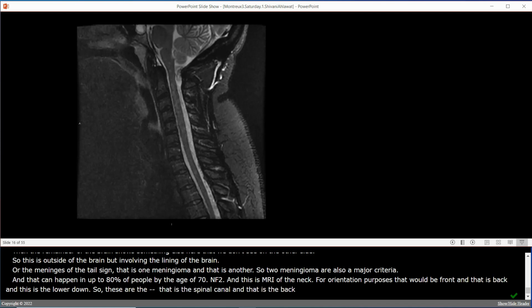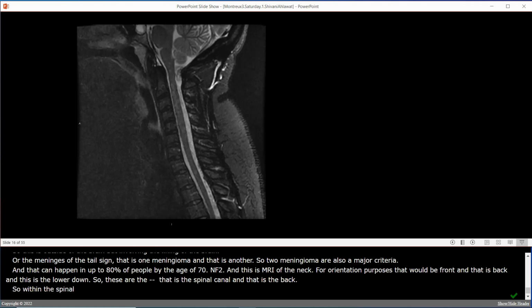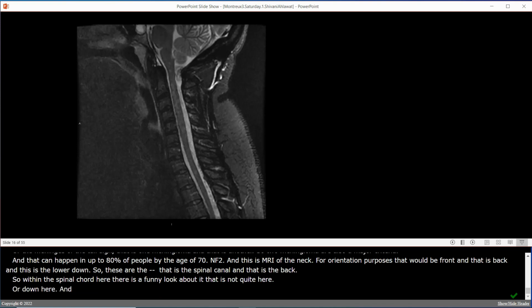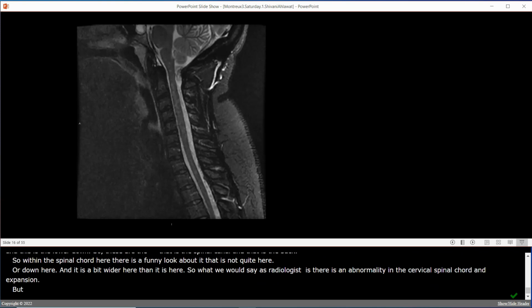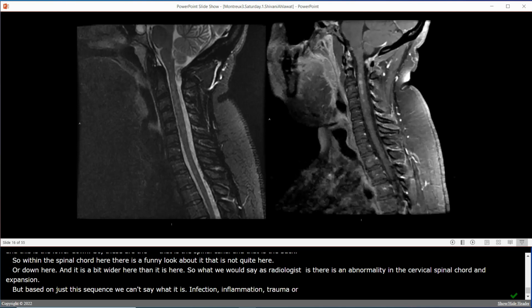So within the spinal cord here, there's some kind of a funny look about it that's not quite here or down here, and it's a little bit wider here than it is here. So what we would say as radiologists is there's a signal abnormality in the cervical spinal cord, and there's expansion. But based on just this sequence, we cannot say exactly what it is. It could be infection, inflammation, trauma, or tumor. So for that reason, you have to give contrast.